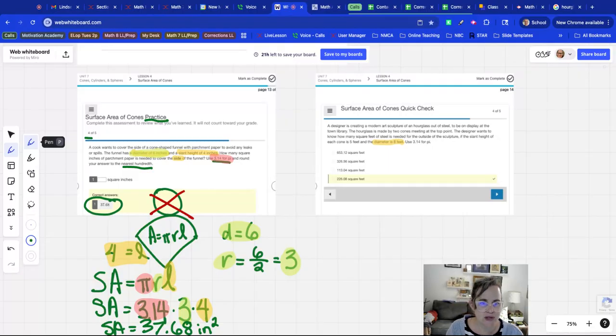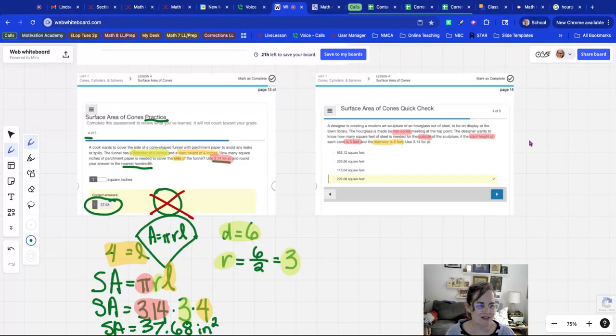Now it says that if you look here, this is a really important part. Let's do a little highlighting. So let's see, 2 cones, and how many square feet of steel is needed for the outside? That tells me I'm going to be finding the surface area. Okay. And then they're giving me the diameter, and the slant height is 5. So that means I have everything I need.